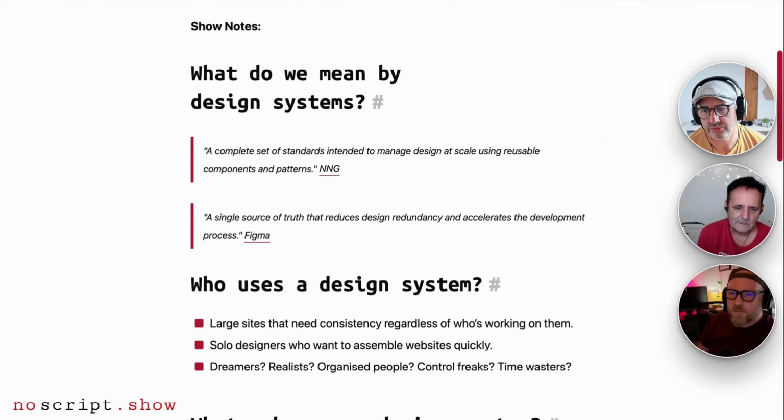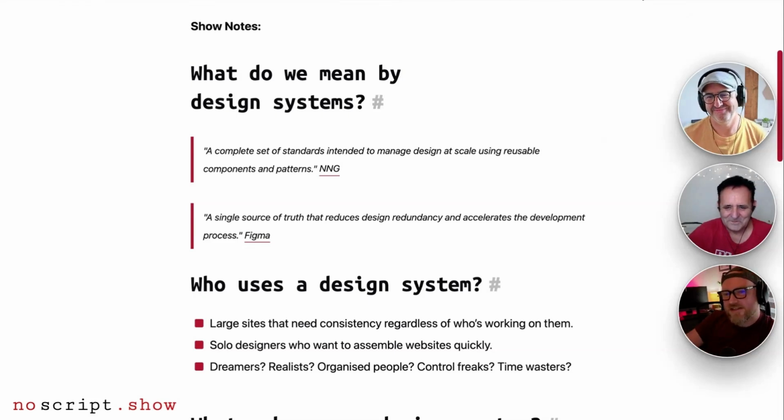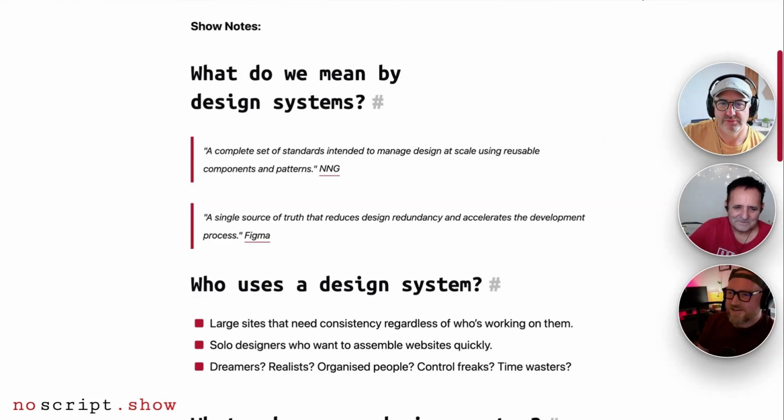Personally, I would remove the word complete, and it would be a set of standards. Because it has the word intended, I like that, because it's saying that we're trying to do this, rather than the other definition from Figma. I think that will definitely vibe well with UX and UI designers who use that Figma product, with this whole concept of the single source of truth that reduces design redundancy, accelerates the development process, etc.